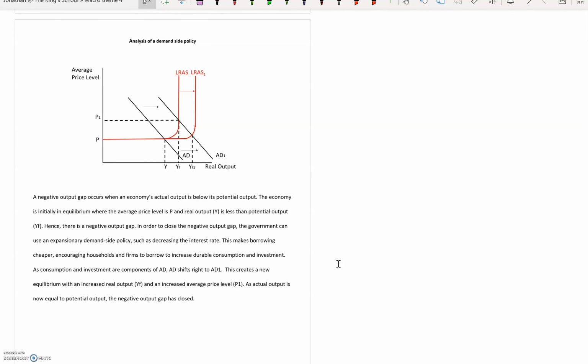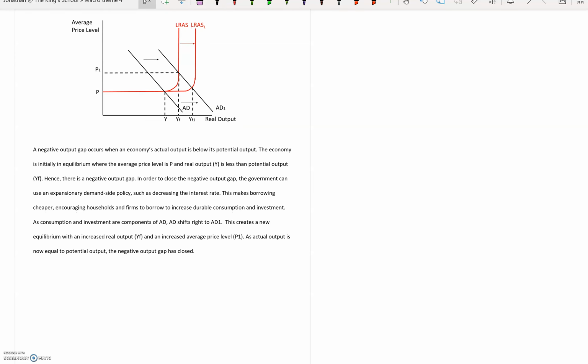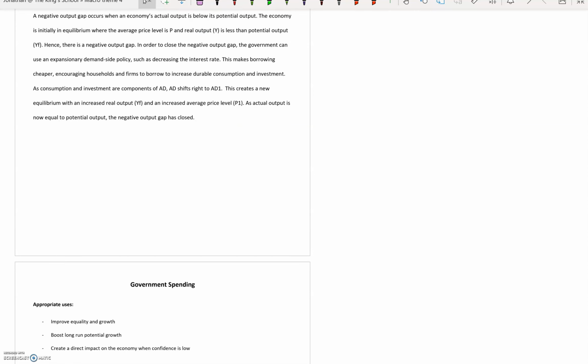When you're writing about a demand side policy, there's a tendency to skip over this analysis here. You want to say what the policy is, so demand side policy, interest rate. You want to define that, borrowing cheaper. You want to say who's impacted and why, borrowing, durable consumption, investment. And then you want to say the component, the shift, and the result. Please don't jump through that. That is not helpful. You do need all those chains of logical reasoning.